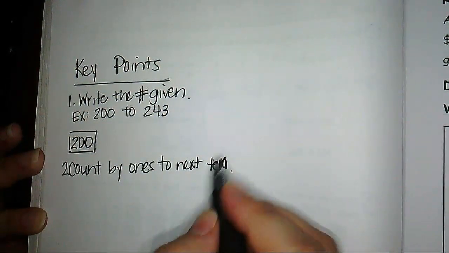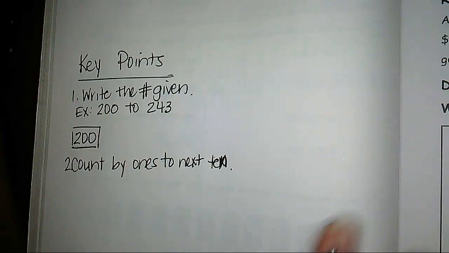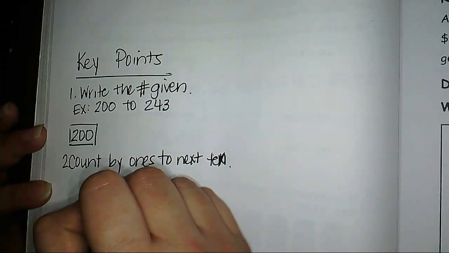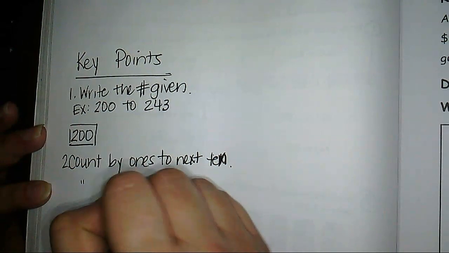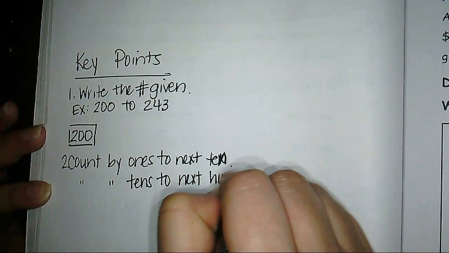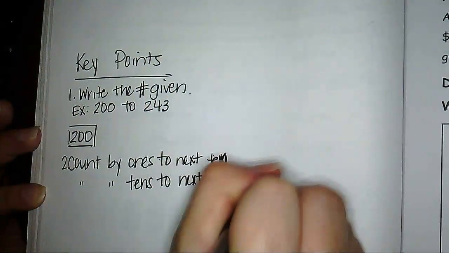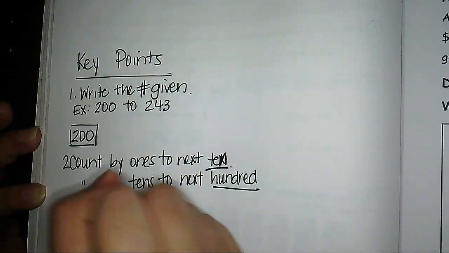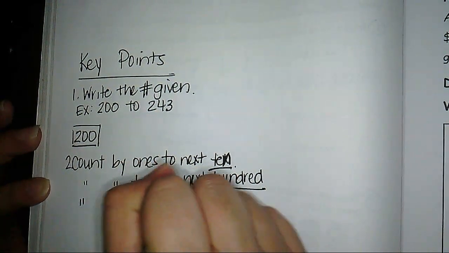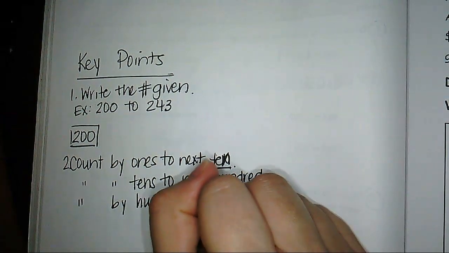And, or I can count, still in key point number 3, depending on the example. Count by tens to next 100. Or count by hundreds to then 2,000.